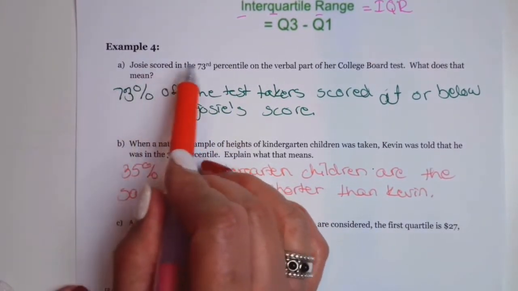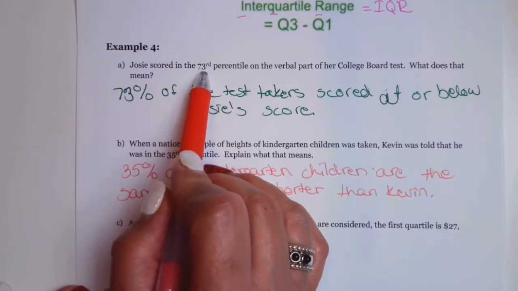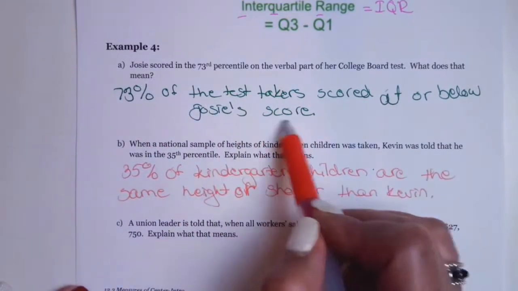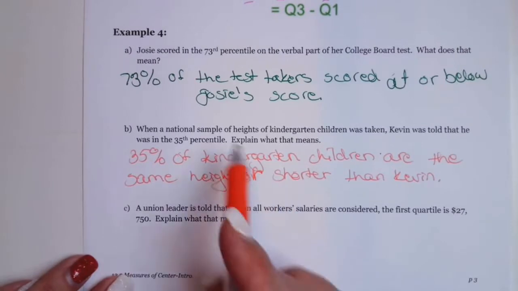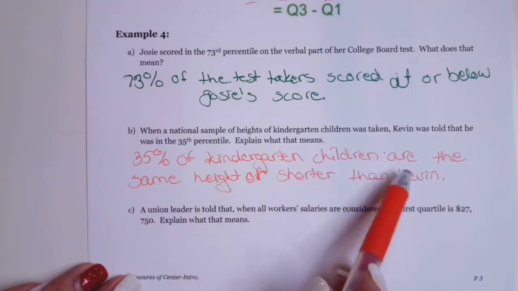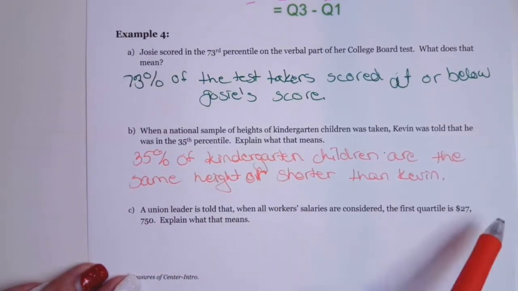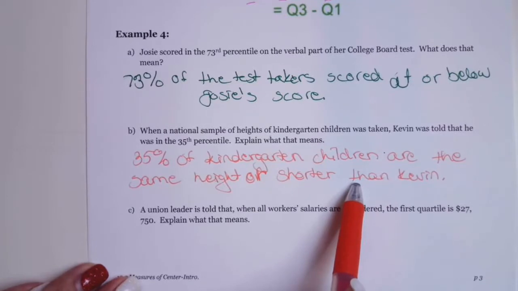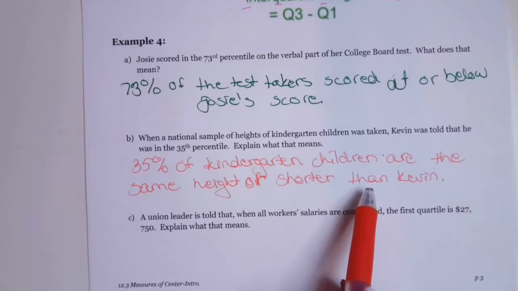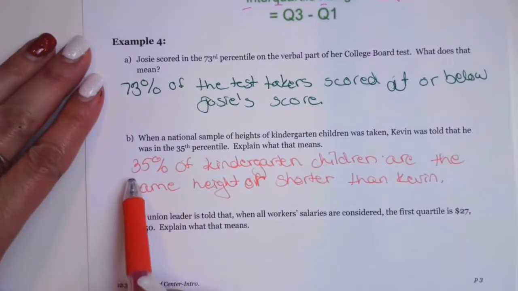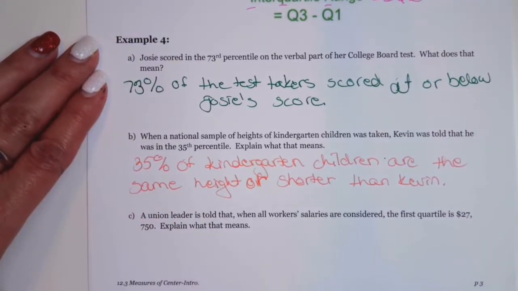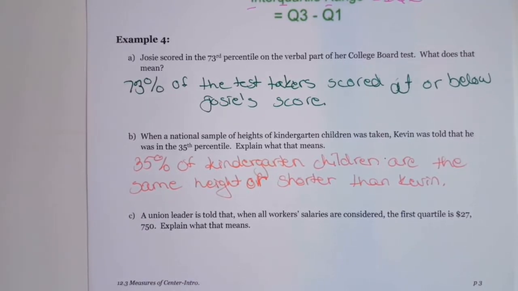So it doesn't mean that Josie got a score of 73% on the test, but it means 73% of the test takers scored at or below Josie's score. Same thing here. 35th percentile means that 35% of these kindergarten children are the same height or shorter than Kevin. For example, my son, who's always been the tallest kid, he's 15 and he's 6'3" right now. So he has always been in the 99th percentile, which means that 99% of his age group are the same height or shorter.